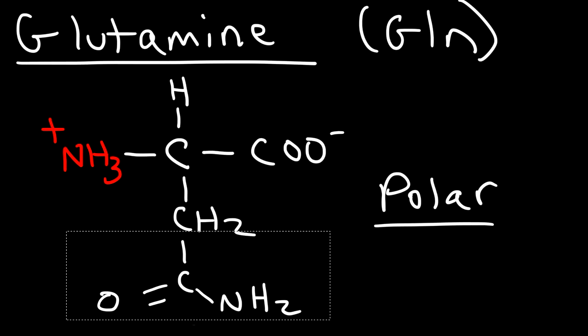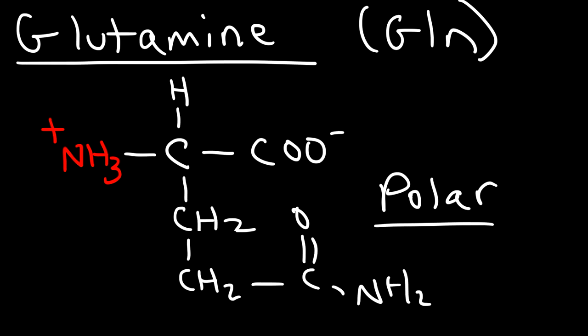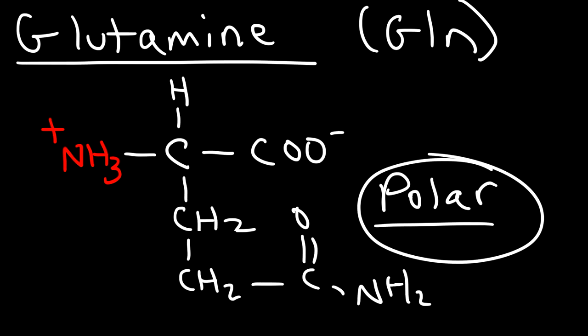So like glutamate, there's going to be an extra CH2 group. So I'm going to put another CH2 group, and then after that, we're going to have the amide functional group. And like asparagine, glutamine is also a polar amino acid due to the hydrogen bonds found in the amide functional group.